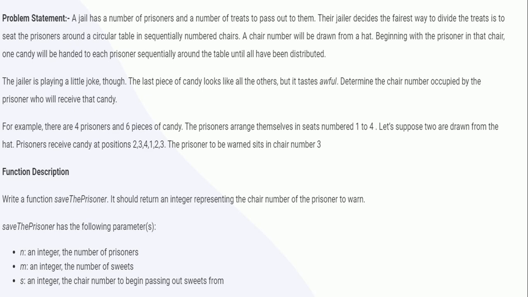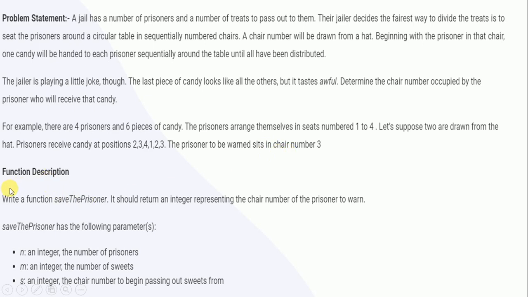For example, let us assume there are 4 prisoners and 6 pieces of candy. The prisoners arrange themselves in seats numbered from 1 to 4. Let us suppose 2 is drawn from the hat. Prisoners receive candy at positions 2, 3, 4, 1, 2, 3, because we have to start from the number that is drawn from the hat, and 2 is drawn, so we are starting from number 2. There are 6 candies, so 2, 3, 4, 1, 2, 3. So the prisoner to be warned sits in chair number 3.